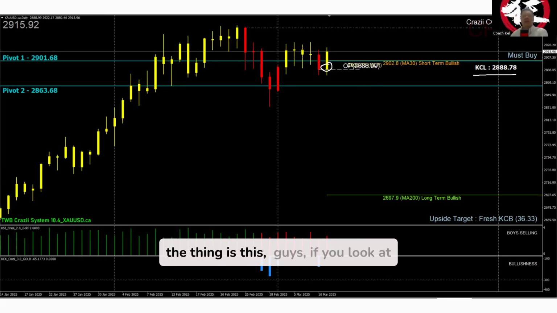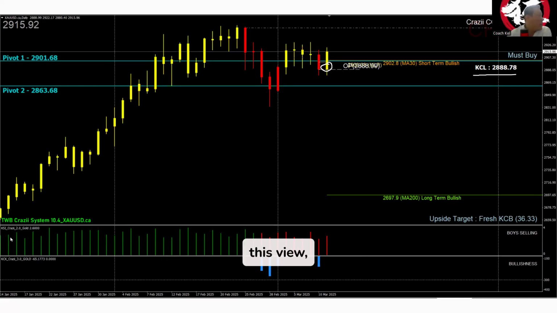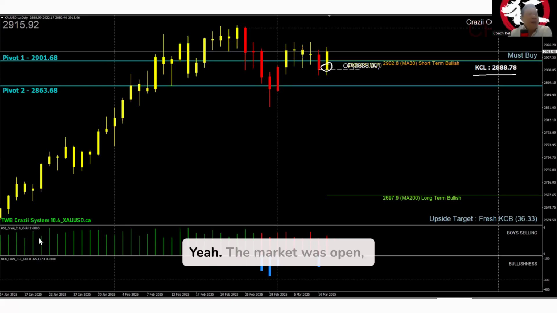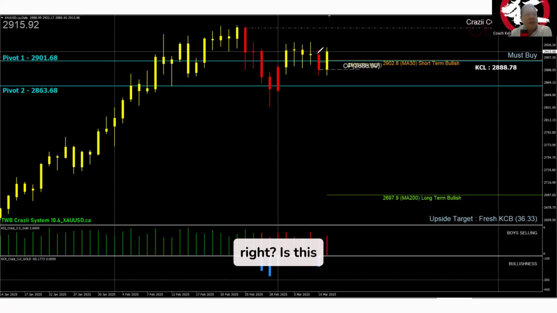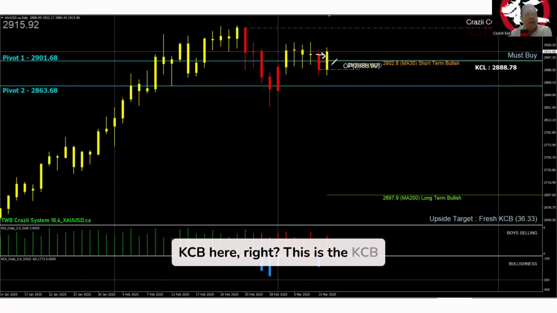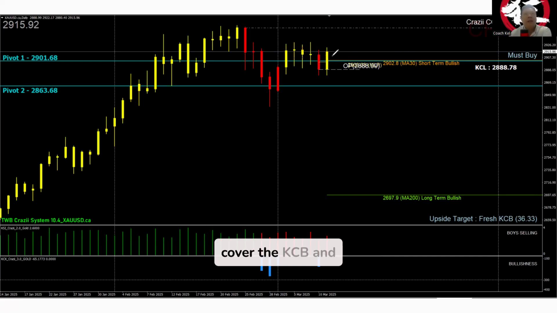And now the thing is this, guys, if you look at this, very beautiful. The market once open, there is this KCB here. This is the KCB of the candle. Now, this means that if the market goes up, it will cover. So that's why yesterday when gold went up, I was telling a lot of you guys that gold may cover the KCB, and it really happened.